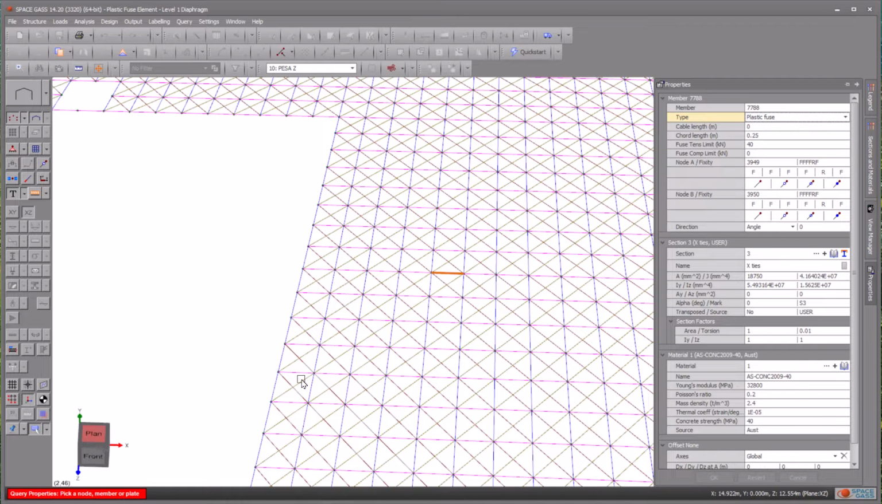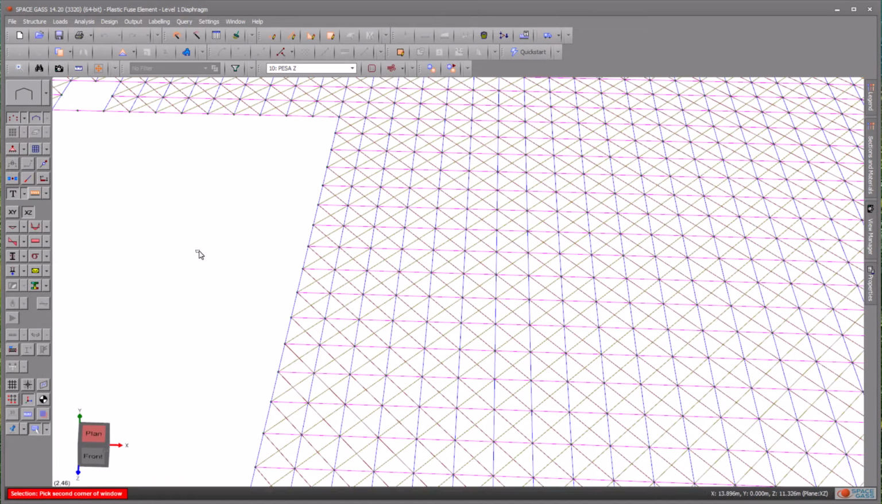In our example, we'll set the tension fuse limit to 40 kN because in this specific model, the steel tension won't exceed 40 kN. Additionally, it's important to note that a fuse force limit set to 0 is treated as if it were infinite. In other words, this implies an unlimited axial capacity in that direction.